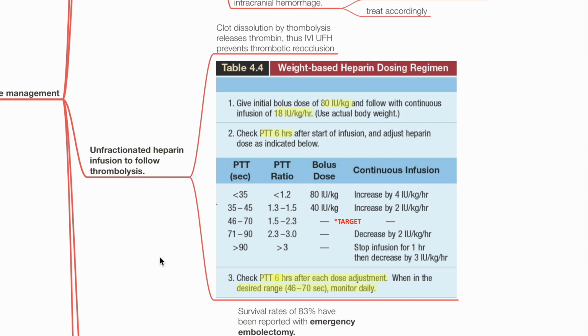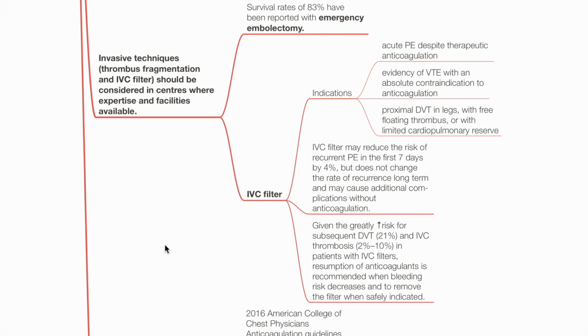Targeting PTT ratio of 1.5 to 2.3. Invasive techniques should be considered in centers where expertise and facilities are available. Survival rates of 83% have been reported with emergency embolectomy. IVC filter is indicated in acute PE despite therapeutic anticoagulation.